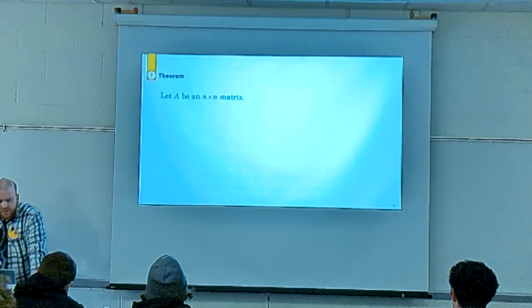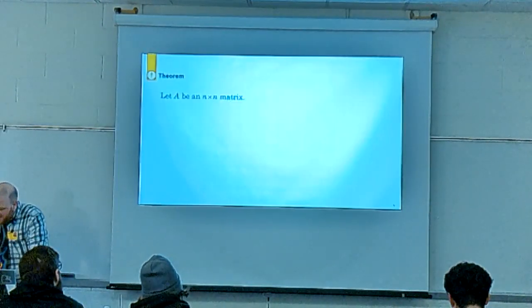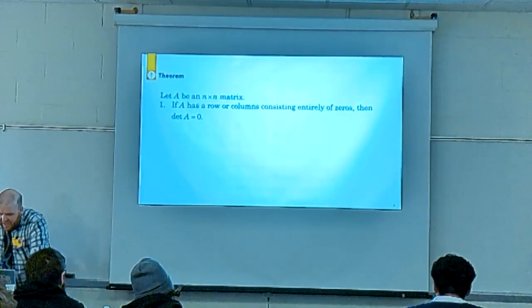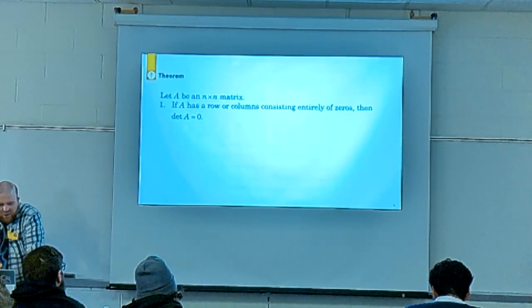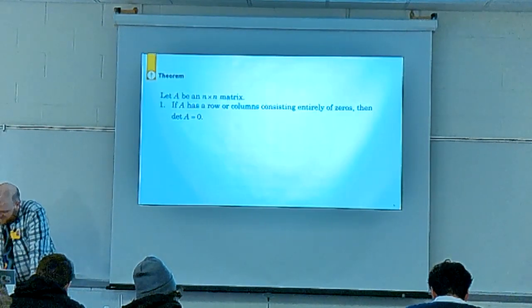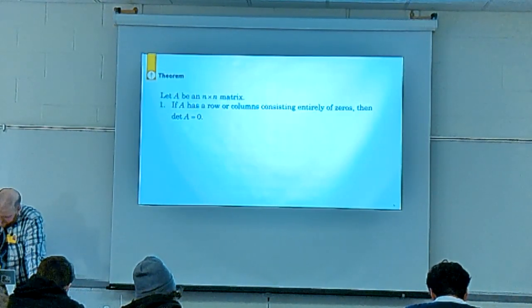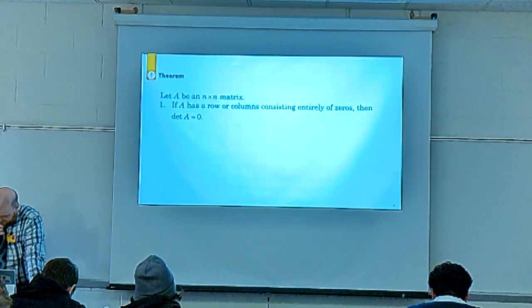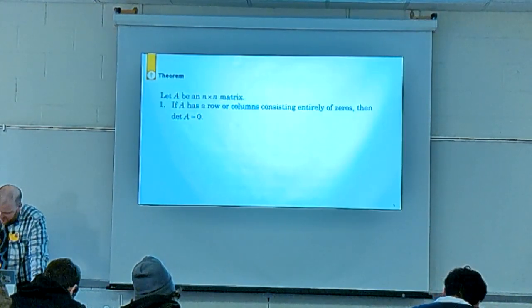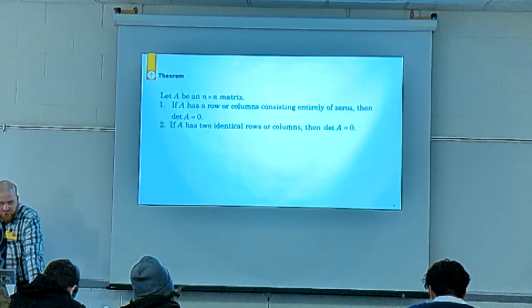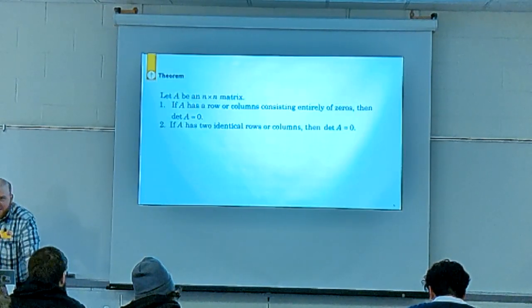This was mentioned, now we're formally stating it. Let A be an n by n matrix. If A has a row or column consisting entirely of zeros, the determinant of A is 0. As a corollary to that, if A has two identical rows or columns, its determinant is 0.